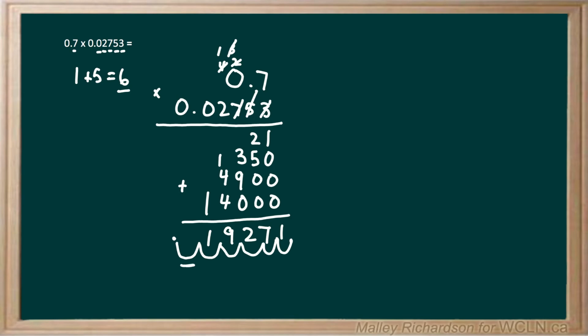But because we jumped a place with no number, we will add a 0, and then we will add a 0 before our decimal. So our final answer of 0.7 times 0.02753 is 0.01927 as our final answer.